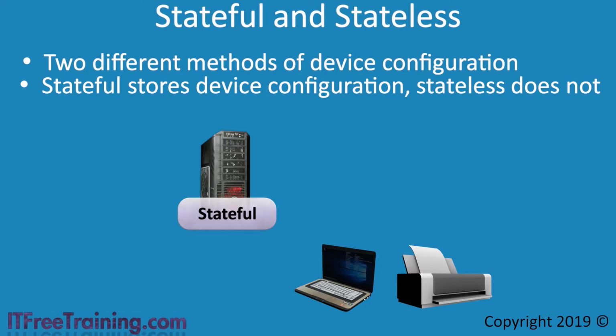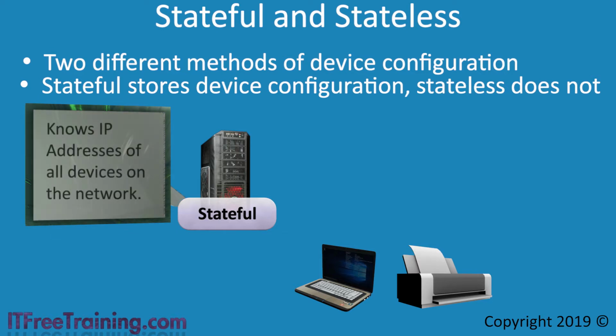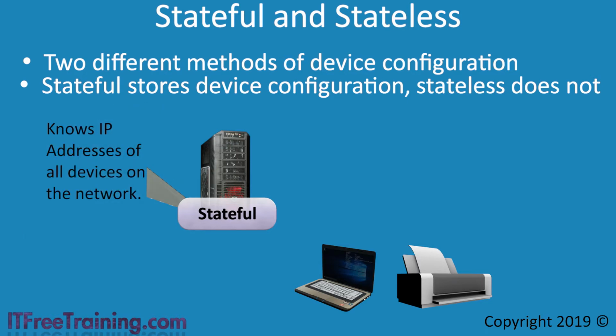So what does it mean when the server is running in stateful mode? In this case, DHCP is installed on a server. The server knows the IP addresses of all devices on the network. It knows them because when the DHCP server allocates an IP address, it records which device on the network it gave that IP address to. This ensures that two devices on the network are not allocated the same IP address.